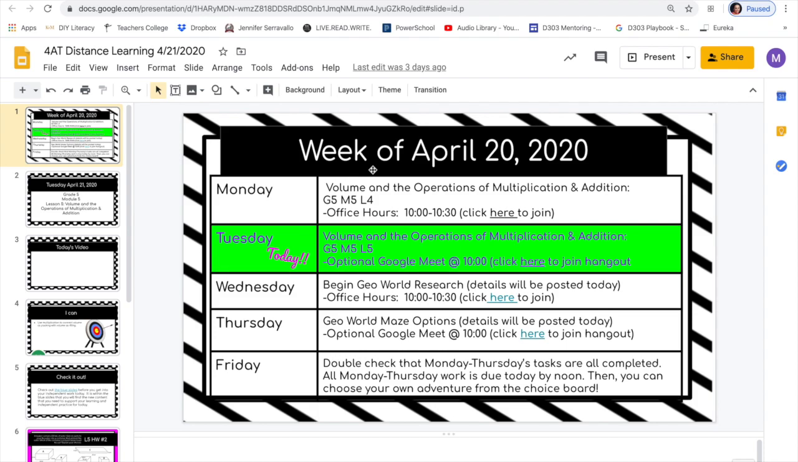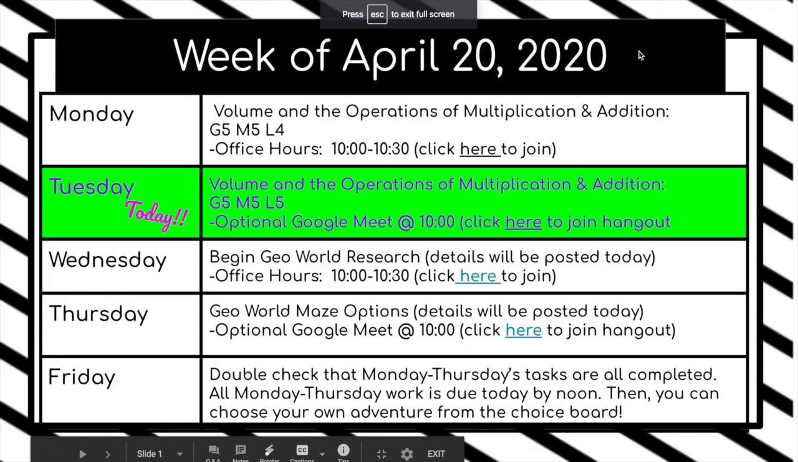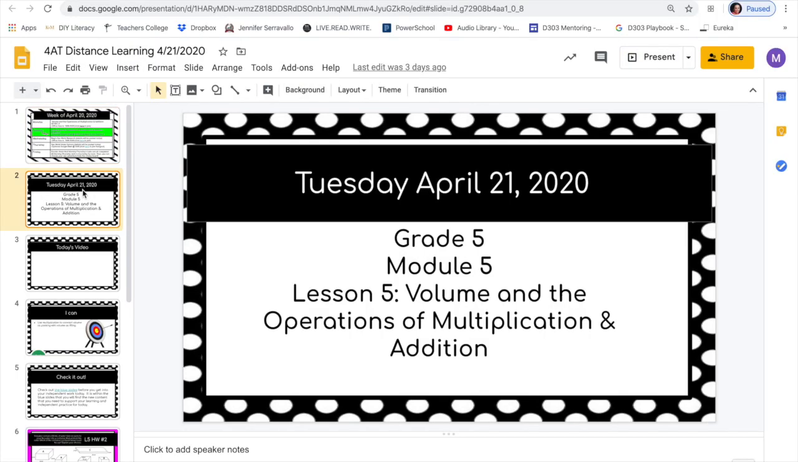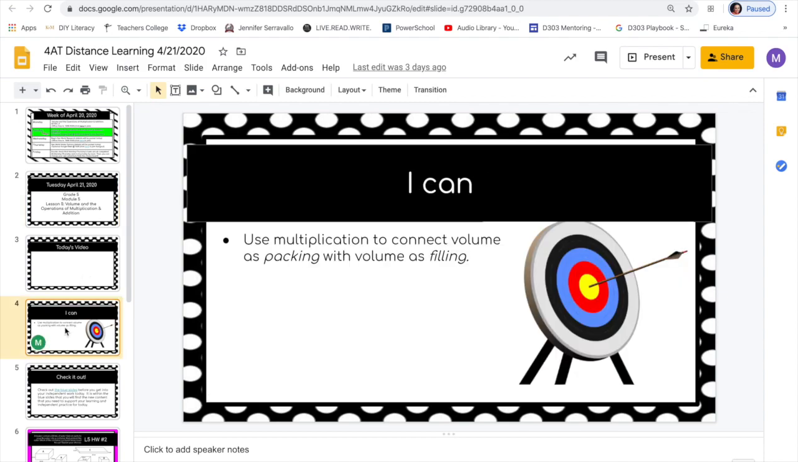And today what we're going to be looking at, as you can see on our schedule, is volume and operations just like we were working on yesterday. But the big difference with our work today is that now we're going to be using multiplication just like we were yesterday, and now we're connecting volume, thinking about it as packing, and we're also thinking about volume as filling.